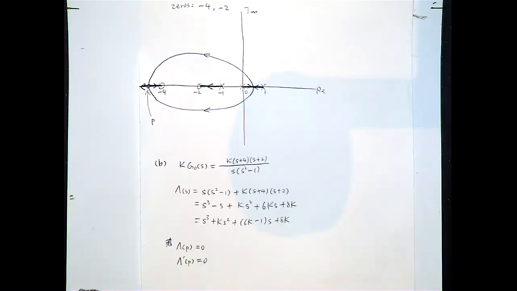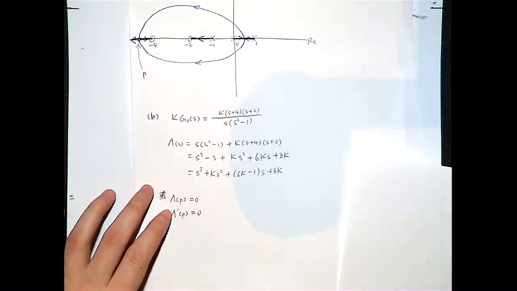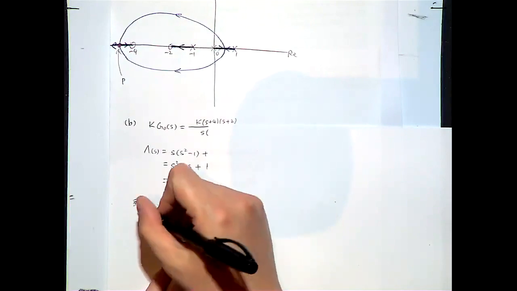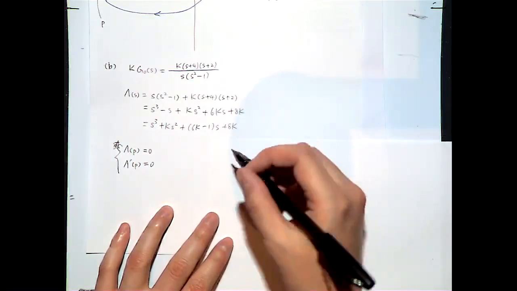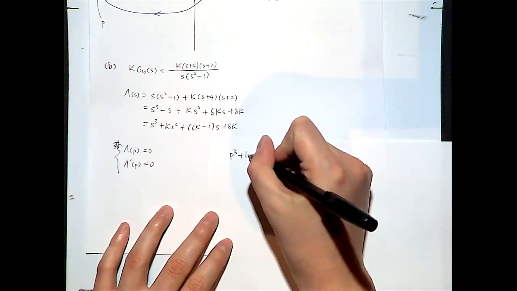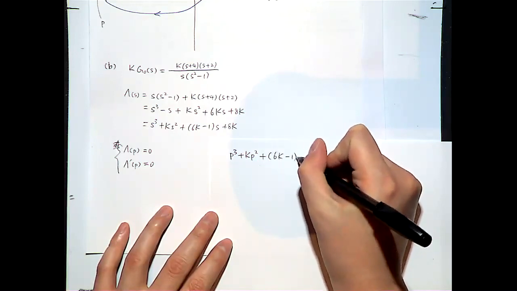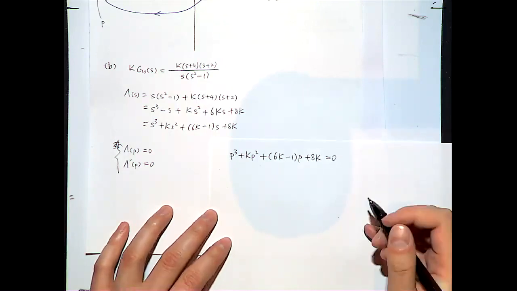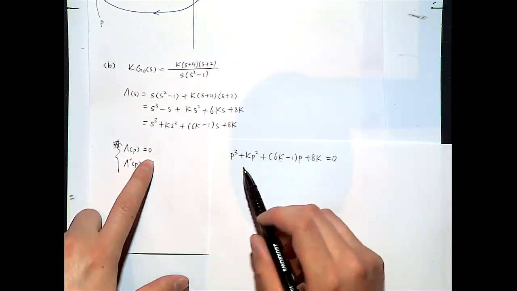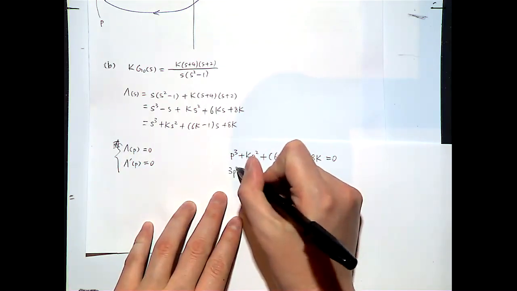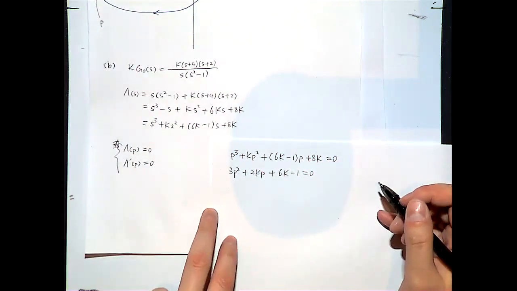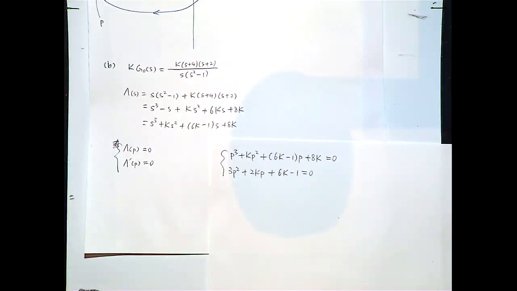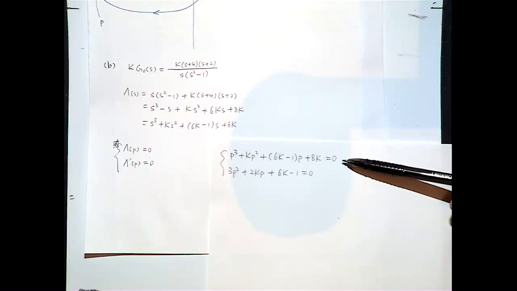So now you can write it down. Your characteristic polynomial looks like this: p cubed plus kp squared plus (6k minus 1)p plus 8k equals 0. And that corresponds to the first one. For the derivative, it's 3p squared plus 2kp plus 6k minus 1 equals 0. This is your characteristic polynomial equals 0, and this is the derivative equals 0.